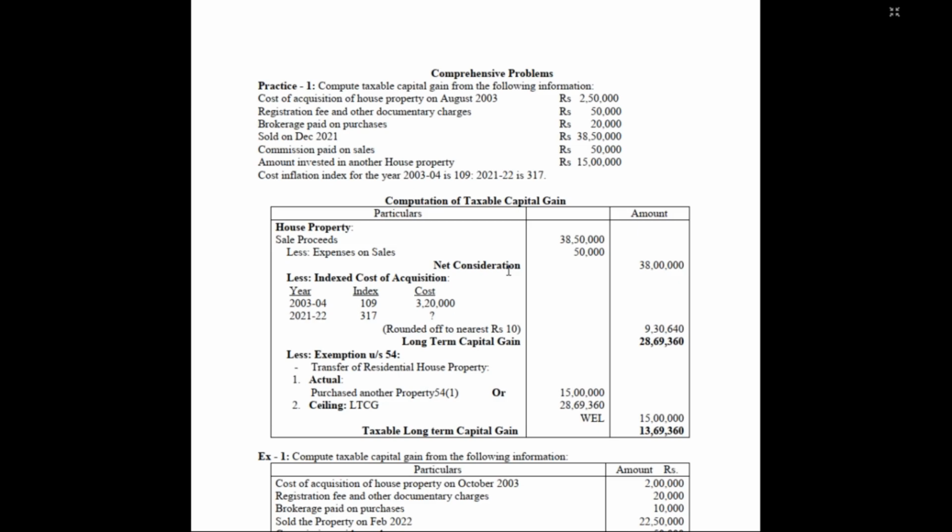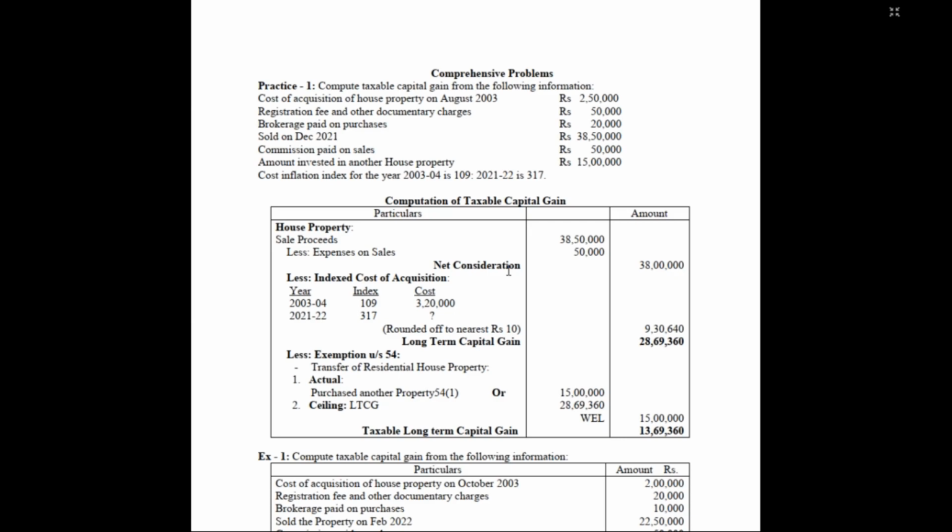This property was sold in December 2021 for rupees 38,50,000. Commission paid on sales 50,000. Amount invested in another house property. So it is a transfer of house property. No information about the commercial. So let us assume that this one is for residential purpose only. So it is a transfer of residential house property. So we can claim exemption under section 54.